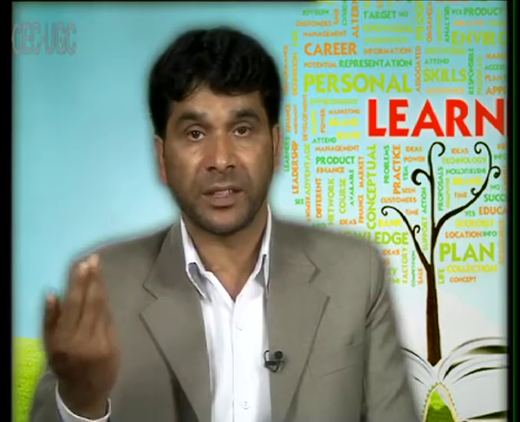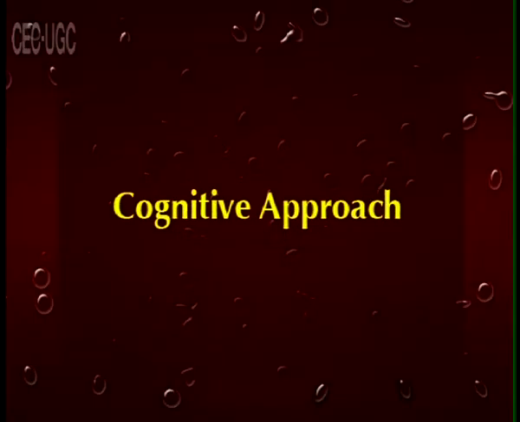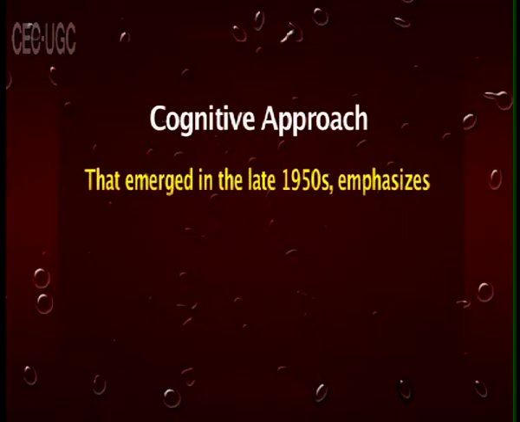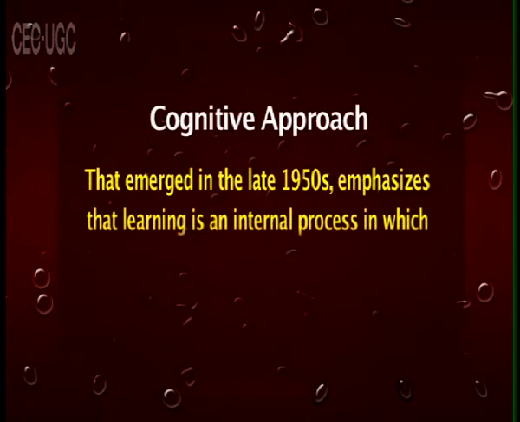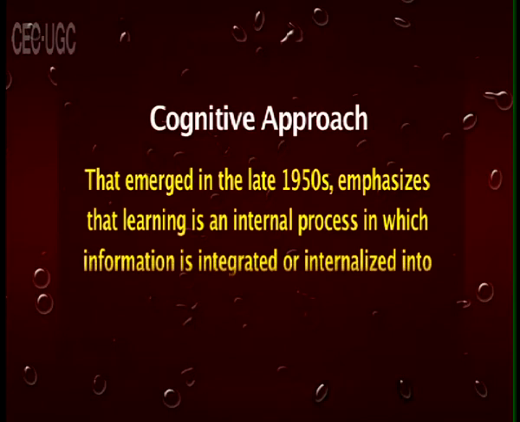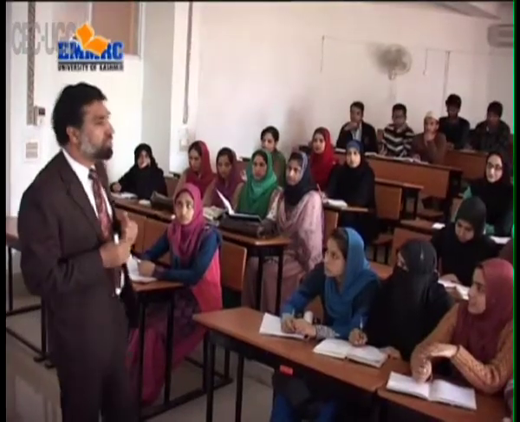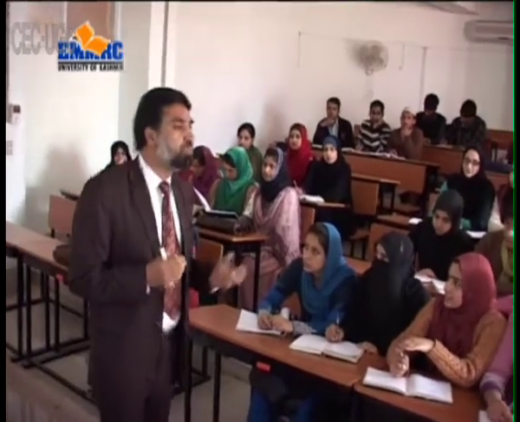Now, we are going to discuss the next approach, that is the cognitive approach. Cognitive approach that emerged in the late 1950s emphasizes that learning is an internal process in which information is integrated or internalized into one's cognitive or intellectual structure. Learning occurs through internal processing of information, that is, how information is being processed by the learner.